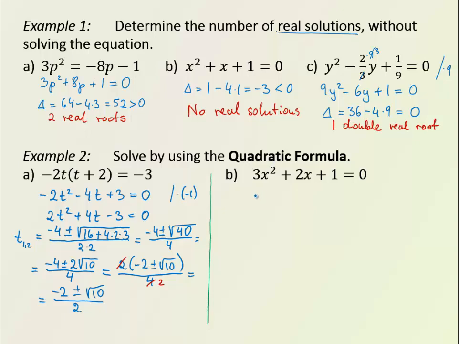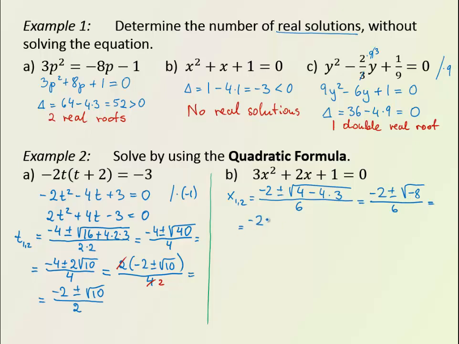Now let's try another example. Here the x, 1 or 2, would be negative b, negative 2, plus minus the square root of b squared, which is 4, minus 4 times 3 times 1. Everything over 2 times 3, which is 6. So we have negative 2 plus minus the square root of 4 minus 12. So the square root of negative 8 over 6. That gives me a complex number solution.